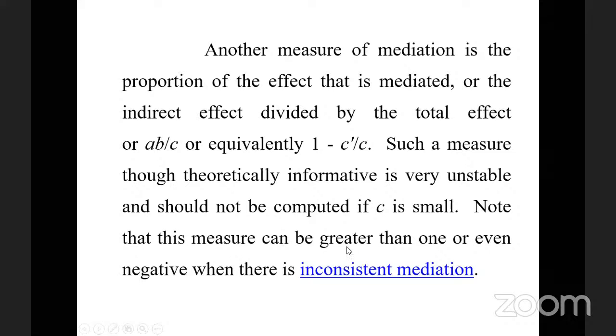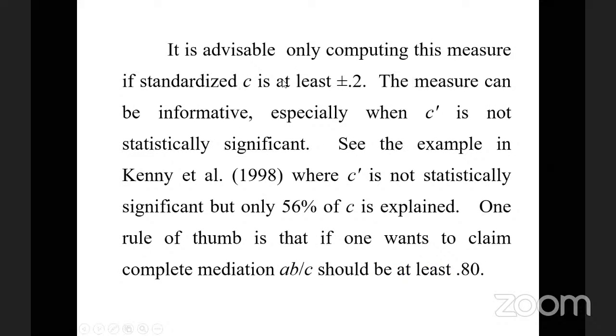Note that this measure can be greater than 1 or negative when there is inconsistent mediation. It is advisable to only compute this measure if standardized C is at least plus or minus 0.2, where C means the direct effect, total effect. The measure can be informative especially when C dash, the direct effect, is not statistically significant. And Kenny suggested the C dash is not statistically significant, but only 56% of the C is explained.